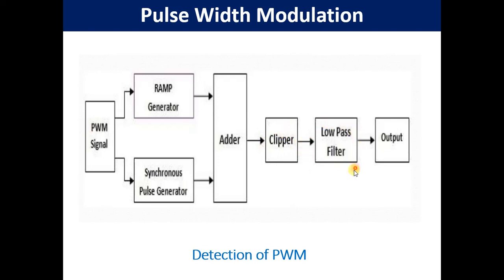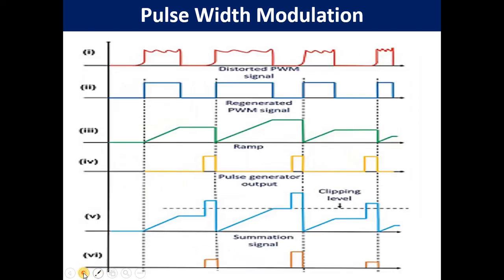A low pass filter is used to recover the original modulating signal back from the PAM signal, and finally the output is generated, which is in terms of variations in width of the pulses. Yes, these are the waveforms of pulse width modulation.